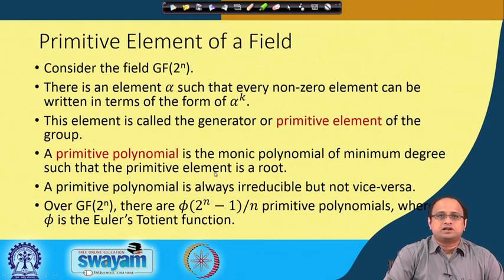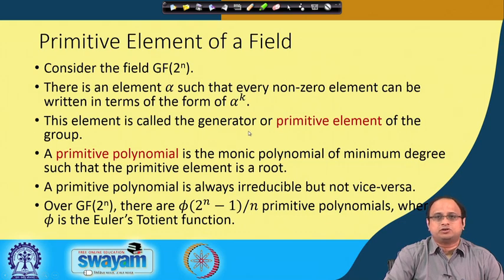So, that essentially brings us to the primitive element of the field. In a more general setting, if you consider the field GF(2^n), there is an element alpha such that every non-zero element can be written in the form of alpha to the power of k. This element is called the generator or the primitive element of the group.